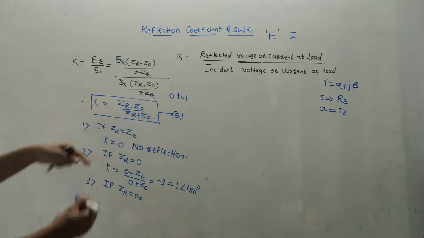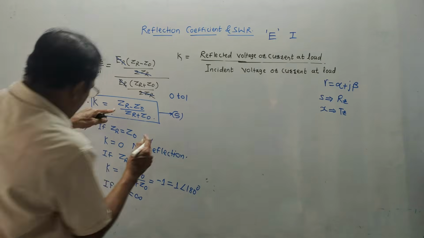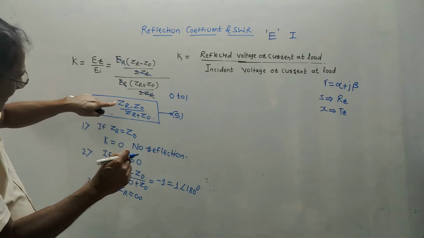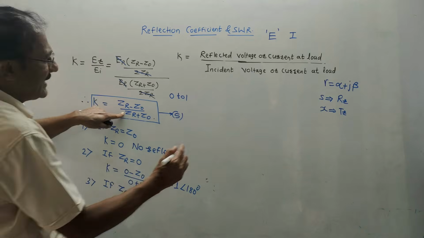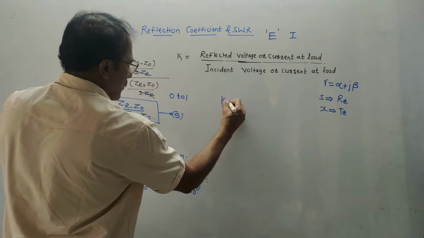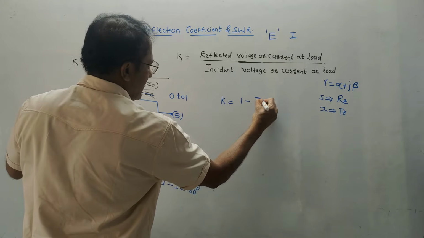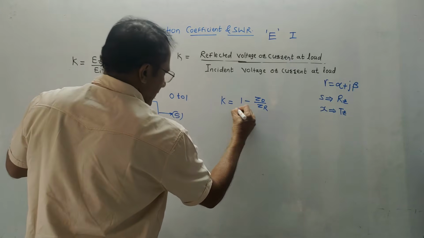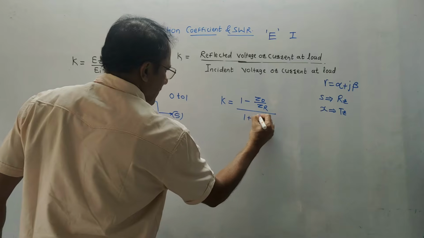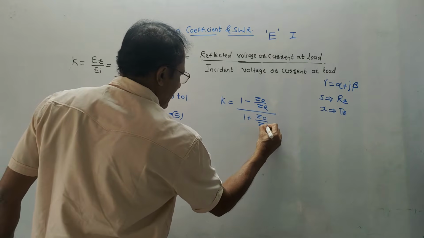So I need to rearrange the equation. How to do it? Considering equation 5, I will divide numerator and denominator by ZR. If you divide numerator and denominator by ZR, you will get (1 minus Z0 upon ZR) divided by (1 plus Z0 upon ZR).